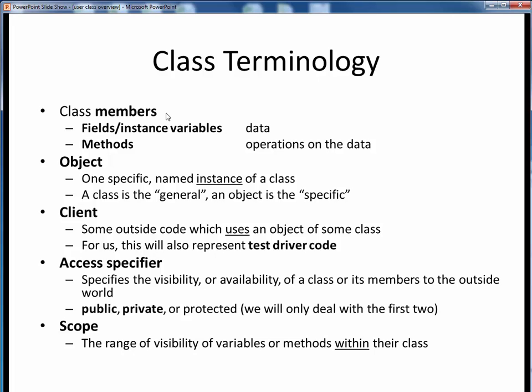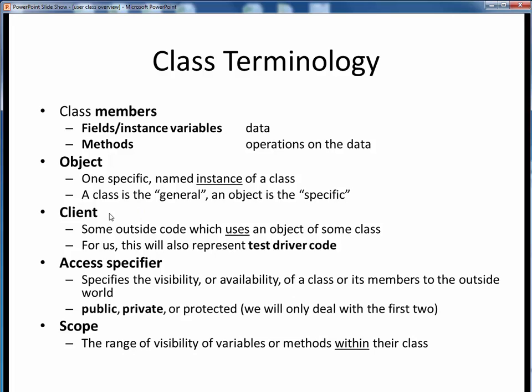The members of the class are the combination of its fields or instance variables and its methods. Instance variables are simply the data of some class, and its methods are all the operations we can perform upon that data. An object is simply one specific named instance of some class. For example, if we were considering CS12date as the class, then Thanksgiving would be one specific object of the CS12date class. Again, classes are the general and objects are the specific.